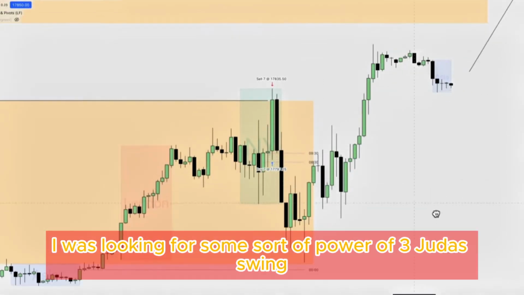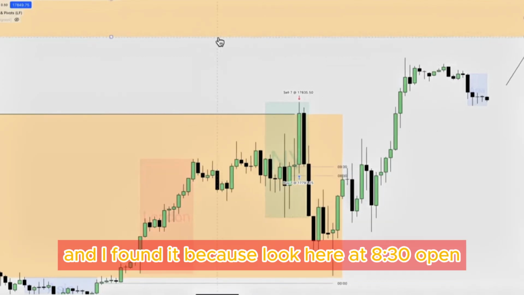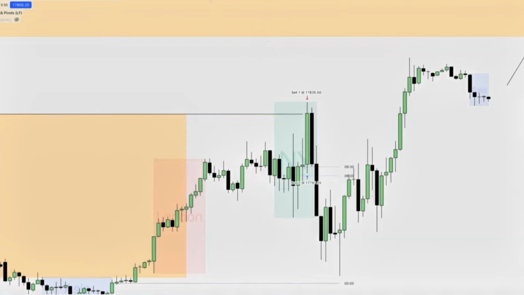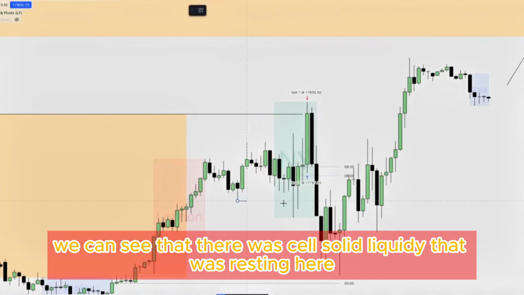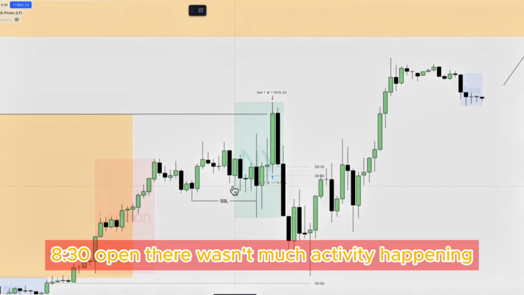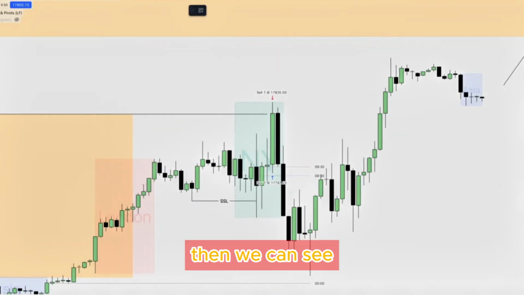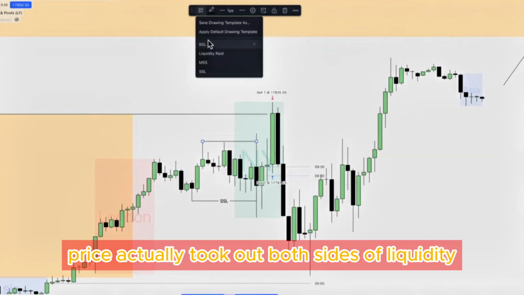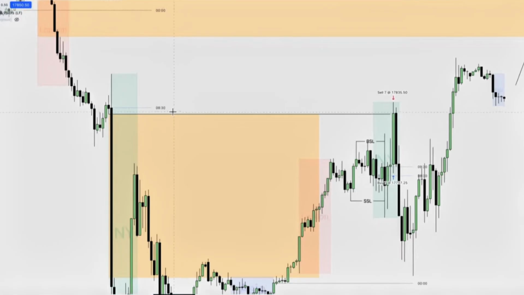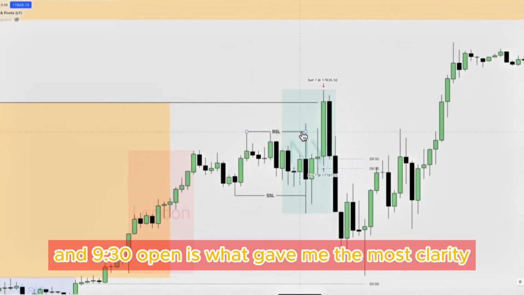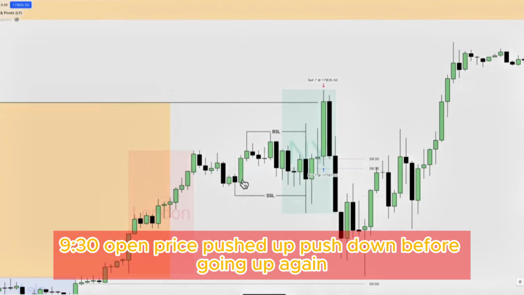I was looking for some sort of power of 3 Judas swing, and I found it. Because look here, at 8:30 open, we can see that there was sell side liquidity that was resting here. 8:30 open, there wasn't much activity happening then. We can see price actually took out both sides of liquidity before heading upwards, like I said, to be drawn here. And 9:30 open is what gave me the most clarity. 9:30 open, price pushed up, pushed down before going up again.